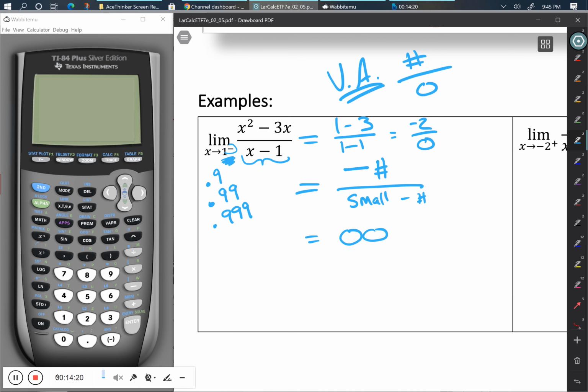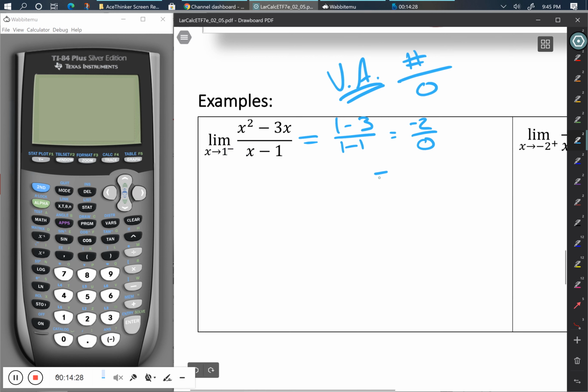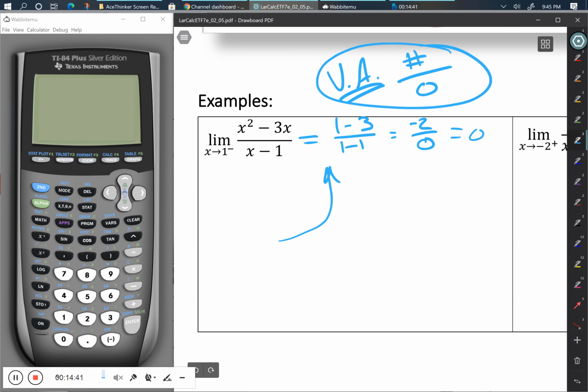Want me to run through that again? Okay. Direct substitution told me that when I evaluated this, I got negative 2 divided by 0. I know that a number over 0 means a vertical asymptote. What I need to know is, is this thing going up, where I would call this infinity, or is it going down, where I would call it negative infinity? And I don't know the answer to that. So what I need to do is figure it out.